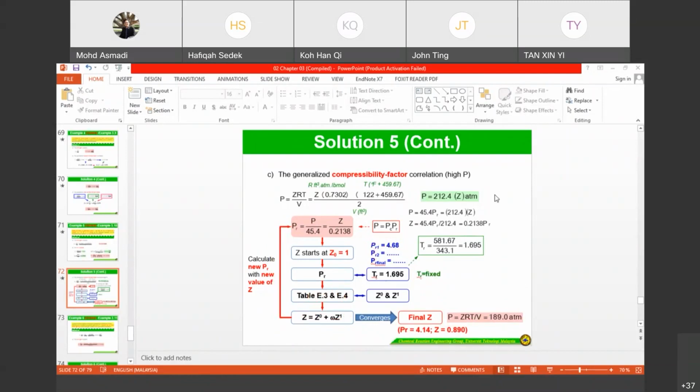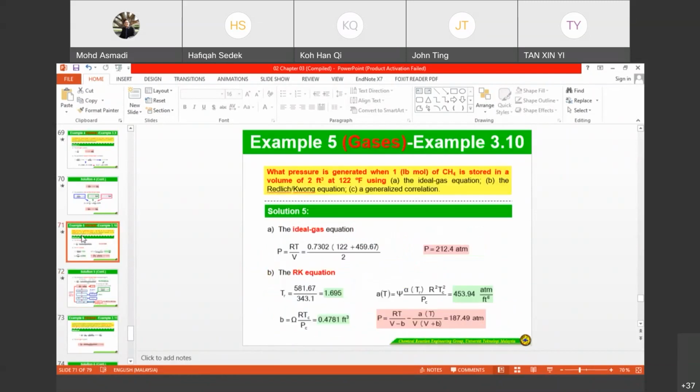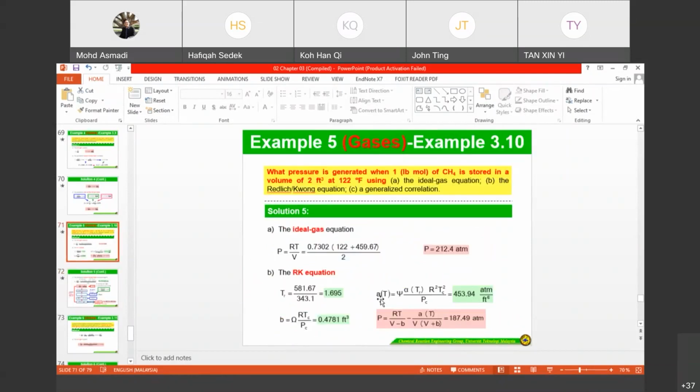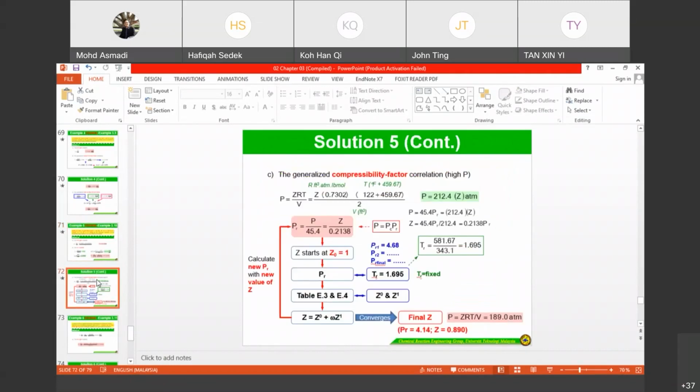If we do the comparison, this one is 187 or 189, almost similar, right? This one is the Lee-Kesler and also the Redlich-Kwong equation. If you compare with ideal, the error is really big. So we cannot use the ideal equation, because the pressure is different, right? 187 atm is a really, really large pressure.